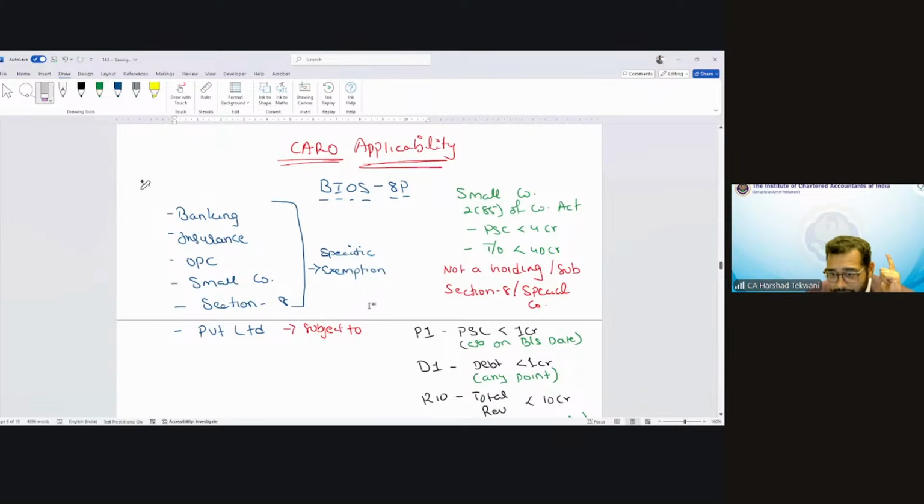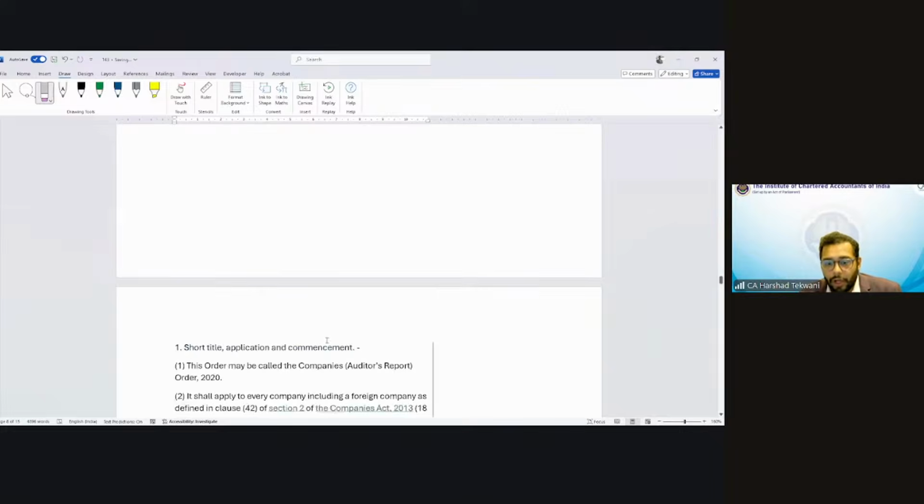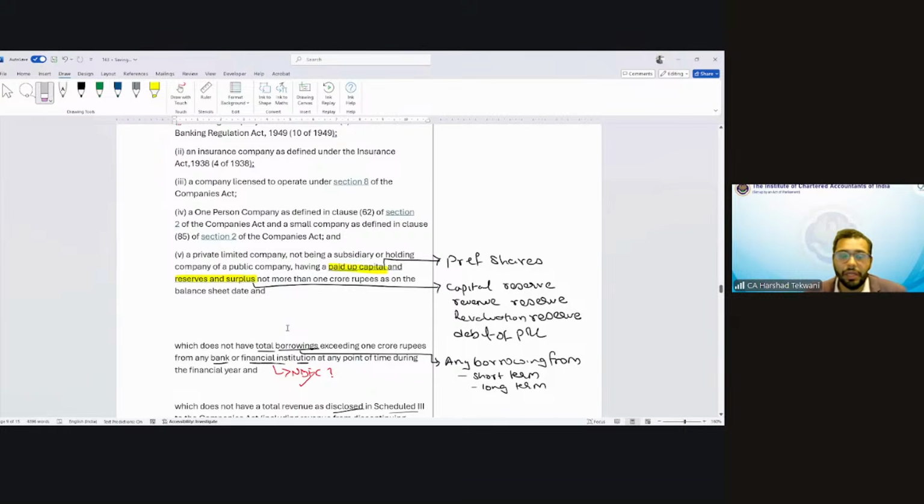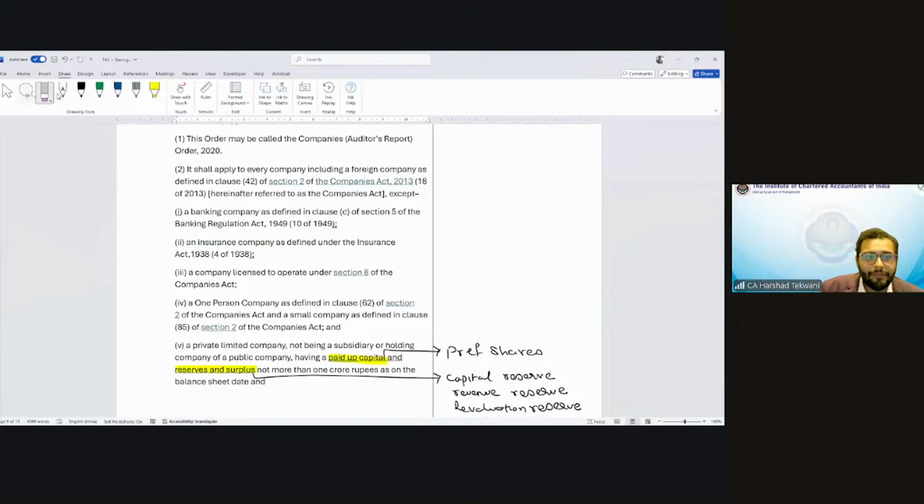If this specific exemption is not applicable, then go for private limited, because the wording itself says it in such a way. If you see the wording of CARO clause 1, it says that it shall apply except banking, insurance, Section 8, OPC, and then private limited. So if I go by the hierarchy given in the clause itself, small company comes first and then comes the private limited. So first banking, insurance, Section 8, OPC, small company, and then if nothing satisfies, I go for private limited.